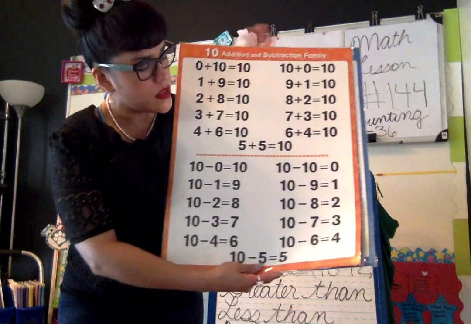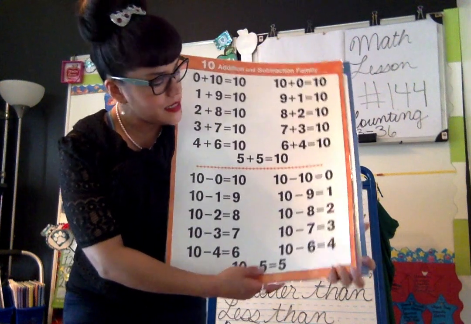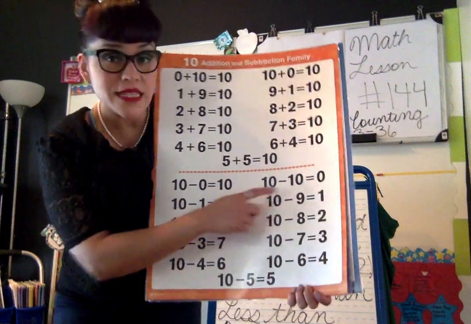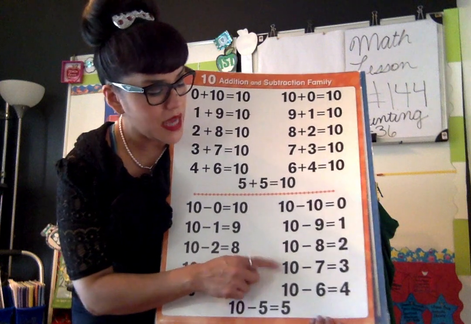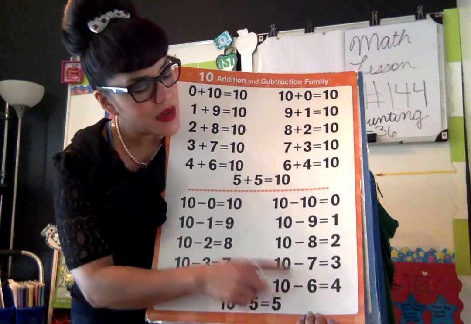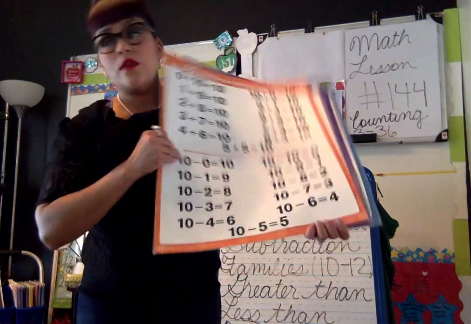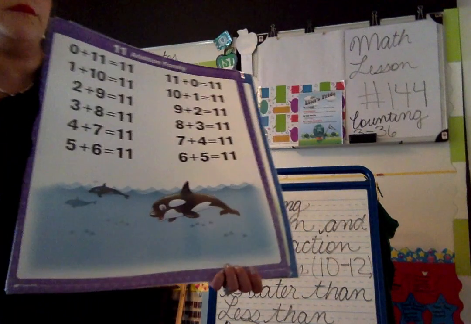All right, let's go to the other side. 10 minus 10 is 0. 10 minus 9 is 1. 10 minus 8 is 2. 10 minus 7 is 3. 10 minus 6 is 4. Great job. Let's go to the next chart.